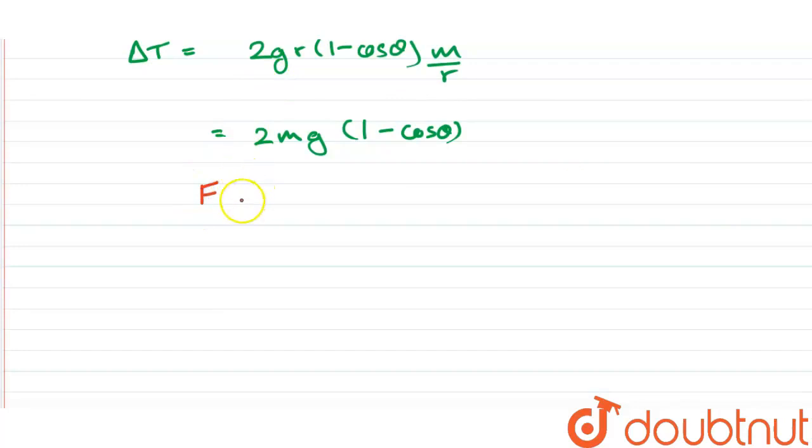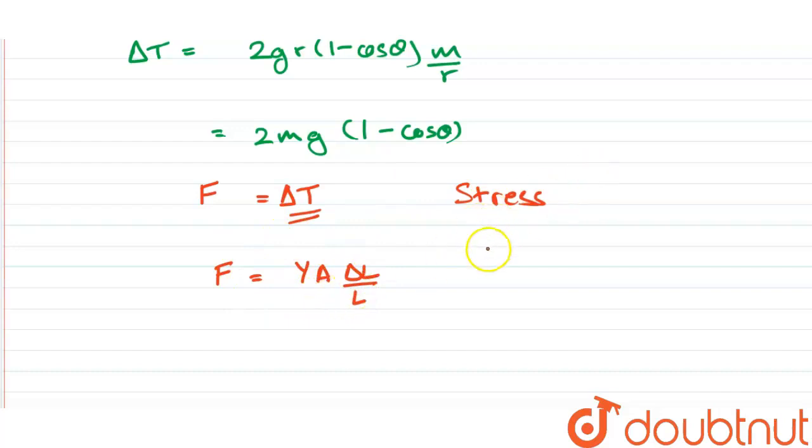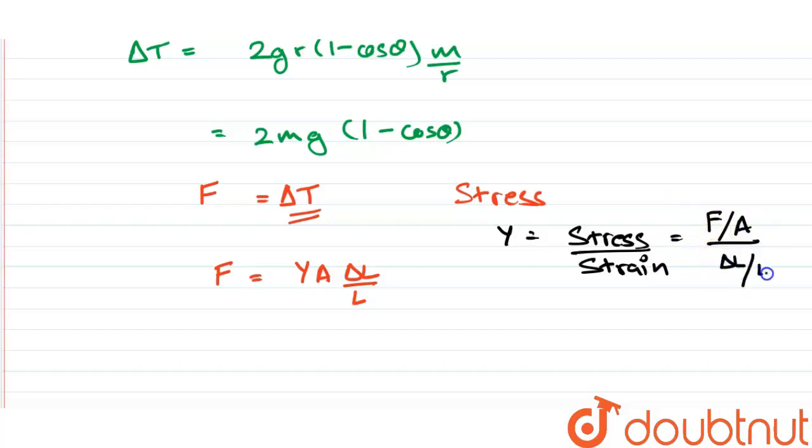Okay, so now also we know that the force F acting on the string is equal to what? Delta T. F is the force causing stress. The reason for stress acting on the string is delta T. Okay, so now F equals Young's modulus into area into delta L upon L. So this expression is simply, we know that Young's modulus is stress upon strain. Stress we know is force upon area. Strain we know is change in length upon original length. So from here, force comes out to be Y into A into delta L upon L, which is this expression.